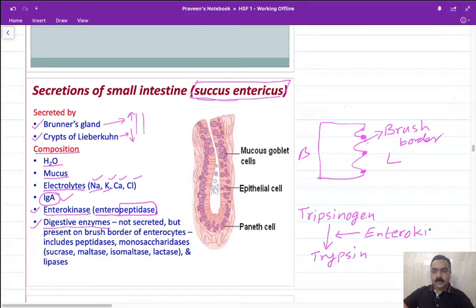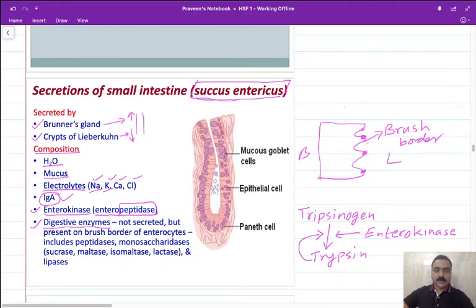Later, once a small amount of trypsinogen is converted to trypsin, trypsin itself causes autocatalytic activity: trypsin itself converts trypsinogen to trypsin. Not only that, trypsin converts other protein-digesting enzymes into their active forms, like chymotrypsinogen to chymotrypsin, procarboxypeptidase to carboxypeptidase, etc. That is done by trypsin. So trypsin does the remaining, and enterokinase helps to convert trypsinogen to trypsin in the beginning.